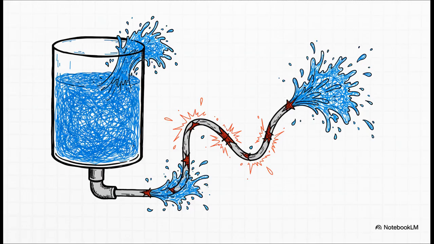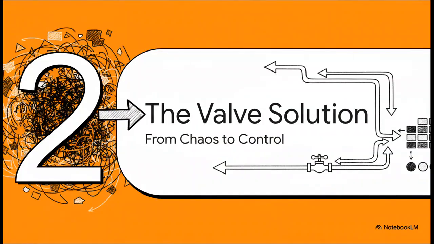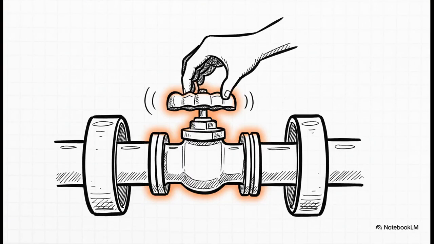And that right there is a perfect picture of what happens when a fast data producer completely overwhelms a slower consumer. So how do you fix a mess like that? How do you go from total chaos to having some kind of control? Well, the answer is actually incredibly simple, almost elegant. You add a valve. That's it. Just one simple component that suddenly gives the pipe the power to manage the flow.